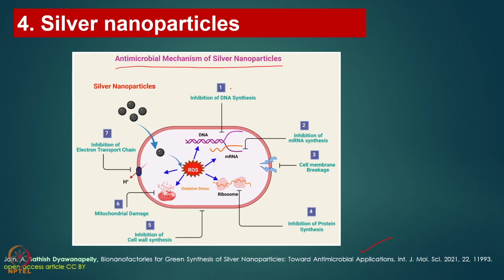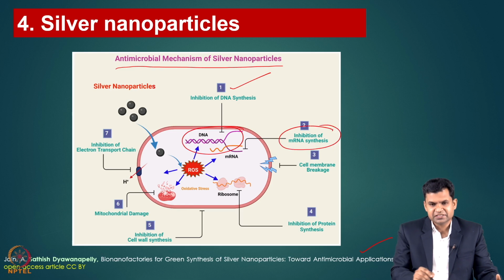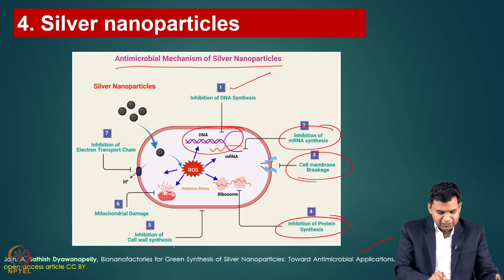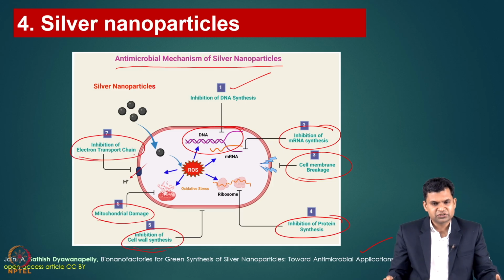The first mechanism is inhibition of DNA synthesis. It will stop the synthesis of DNA, that is one mechanism, and another mechanism is inhibition of mRNA synthesis, cell membrane breakage, inhibition of protein synthesis, inhibition of cell wall synthesis, mitochondrial damage, and inhibition of the electron transport chain. All this leads to the destruction of the virus or any type of microorganism. So that is the fundamental concept involved in silver nanoparticles.